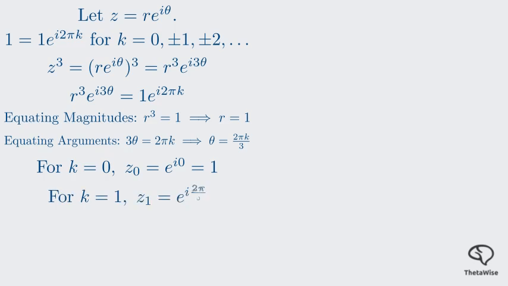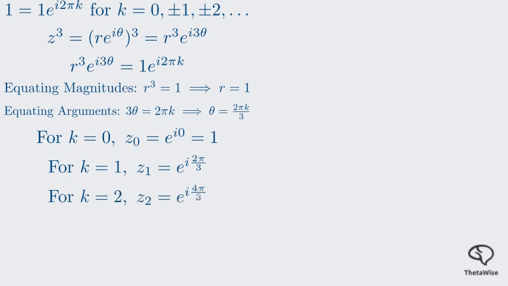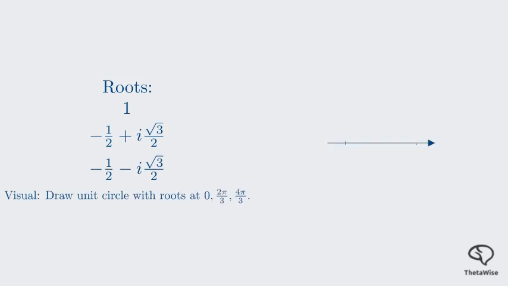For k equals 0, we get z equals e to the i 0, which is just 1. For k equals 1, we get e to the i 2 pi over 3. And for k equals 2, we get e to the i 4 pi over 3. If we try k equals 3, we get e to the i 2 pi, which is back to our first solution, 1. So there are only 3 unique roots. These 3 roots are 1, negative 1/2 plus i times the square root of 3 over 2, and negative 1/2 minus i times the square root of 3 over 2.